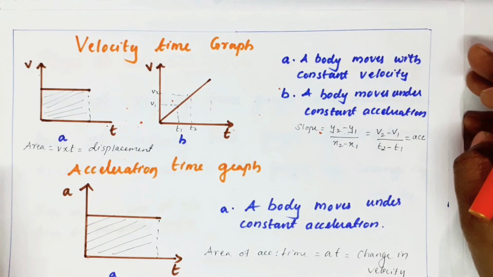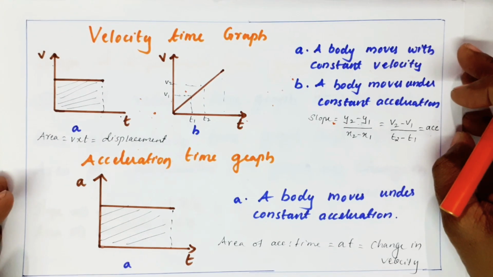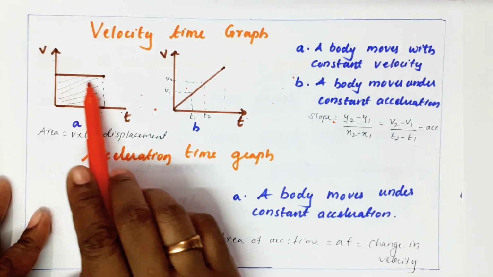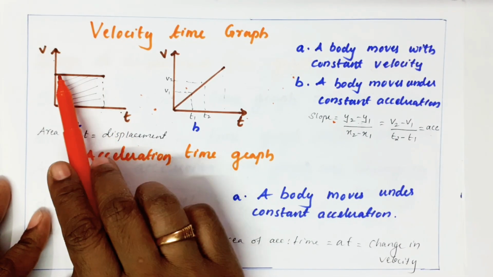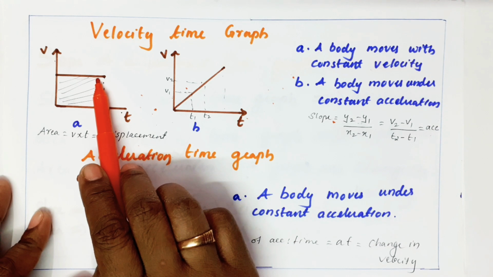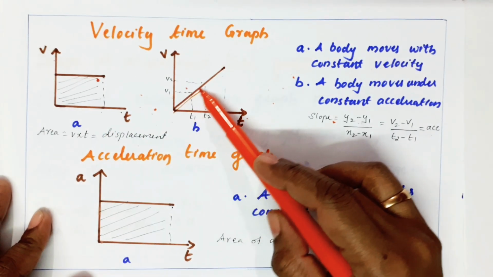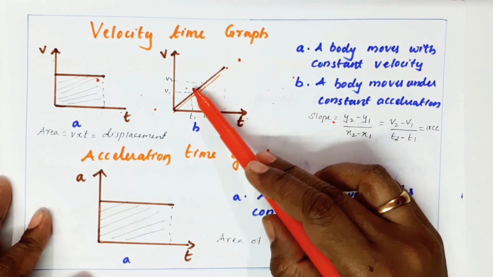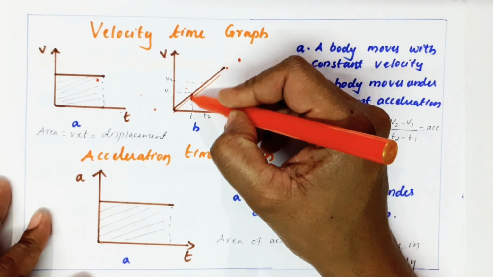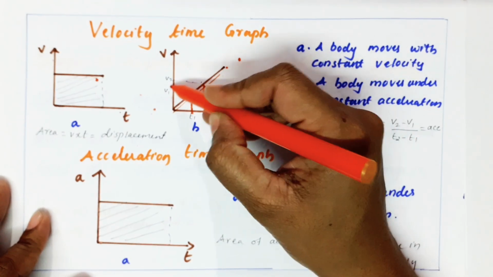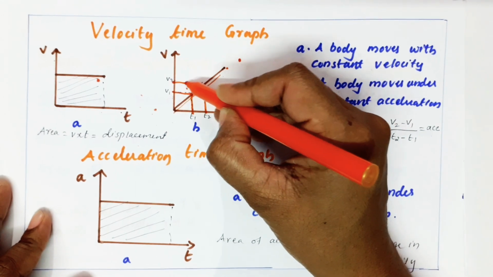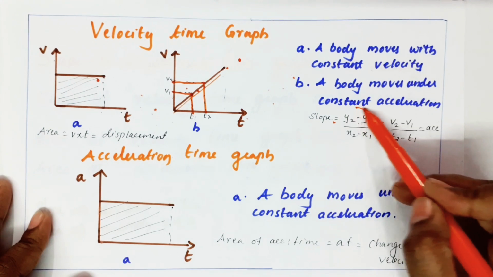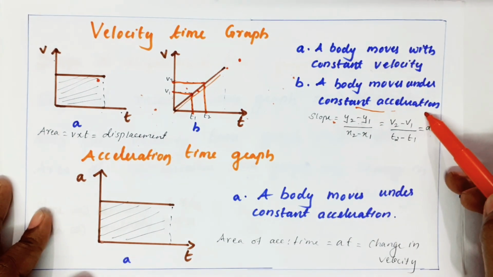Next, a velocity time graph. From the velocity time graph, the first graph you see is a straight line parallel to the time axis, which means here also the velocity is constant. But if you see the velocity graph goes like this, the meaning is the velocity is increasing, and here also if you take the slope, you will get a constant value. So I can call that this is the graph for a body moving under constant acceleration.